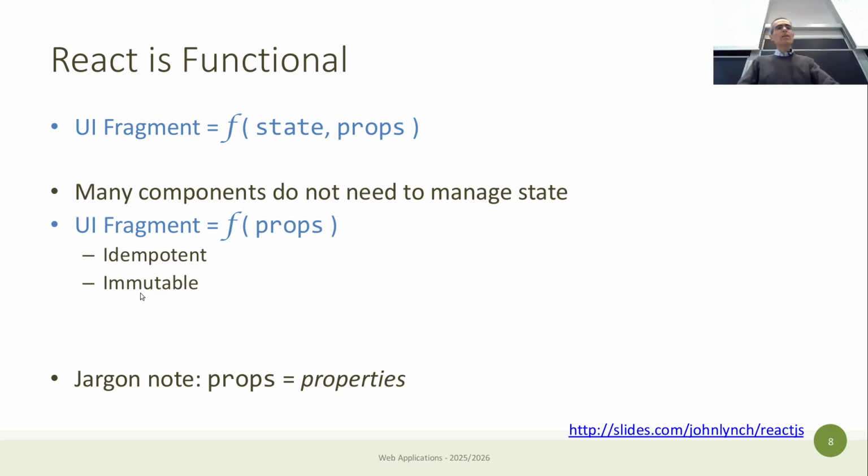Okay? This function should be idempotent and immutable. Idempotent means we pass the same parameters, same props, the result is the same. Okay? This is fundamental for React because this way it knows when it needs to call the function again or not to change the user interface. If the props did not change, there's no need to call the function again. Okay? Because the result is the same, because the function must be idempotent.